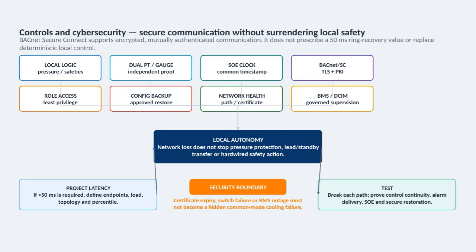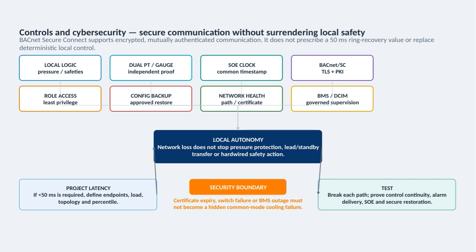Here we focus on controls and cybersecurity, achieving secure communication without compromising local safety. BACnet Secure Connect ensures encrypted, mutually authenticated communication, but it importantly does not impose a strict 50 millisecond ring recovery requirement, nor does it replace deterministic local control. Local logic plays a crucial role, with pressure and safety systems operating independently. Dual pressure transmitters and gauges provide independent proof, while a common SOE clock timestamps events consistently.